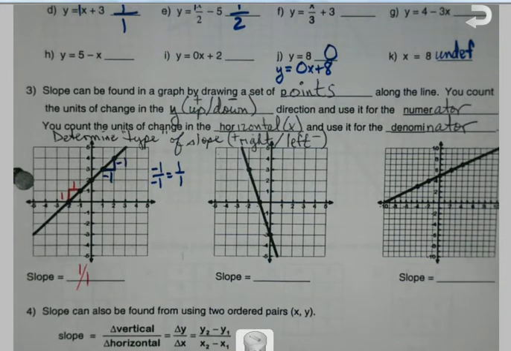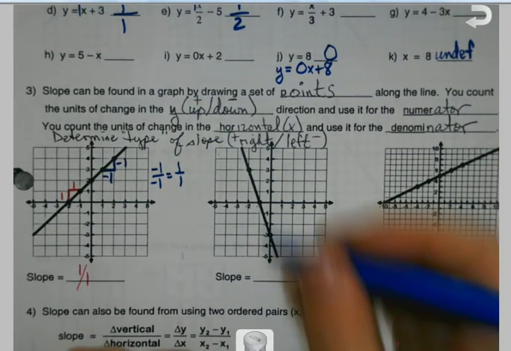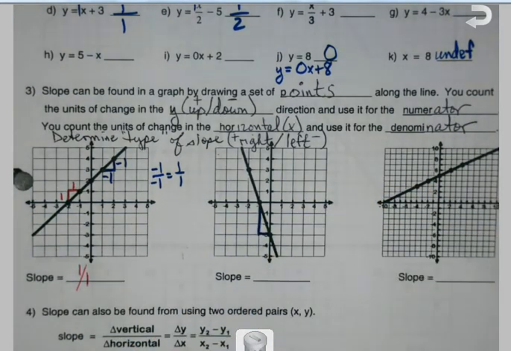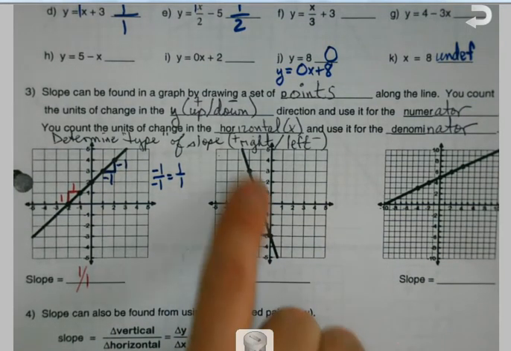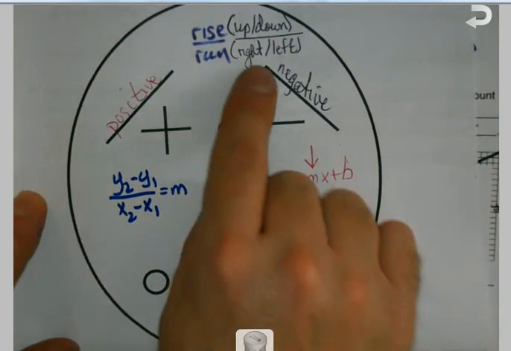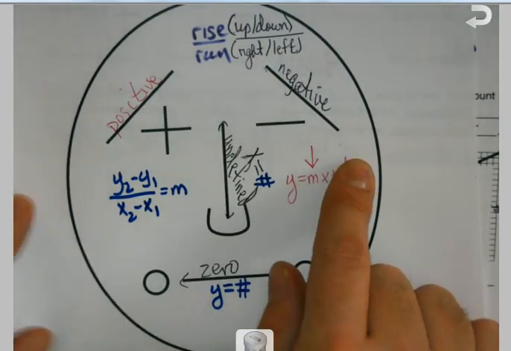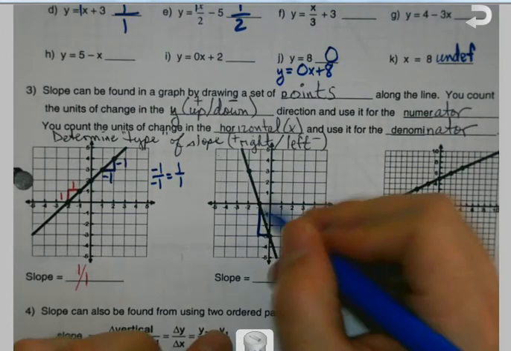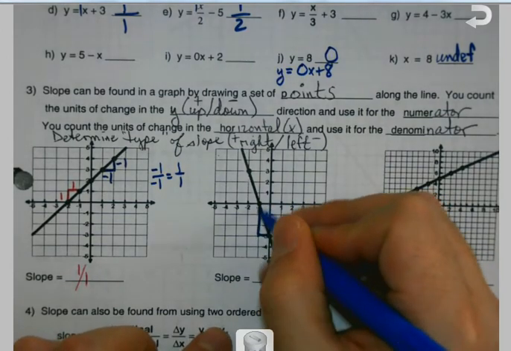So again, any 2 points. So let's say we decide to go this way. Now before I even start, Mr. Slope Guy can give me a good hint. Check out the direction the line's going. Looks like it's going down to the right. If I look at Mr. Slope Guy, down to the right's going to be a negative slope. So I know before I start, this better be a negative number, because otherwise I did something wrong. So what's my rise? What's my up and down number going to be?